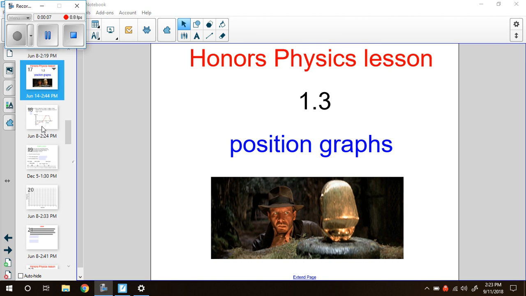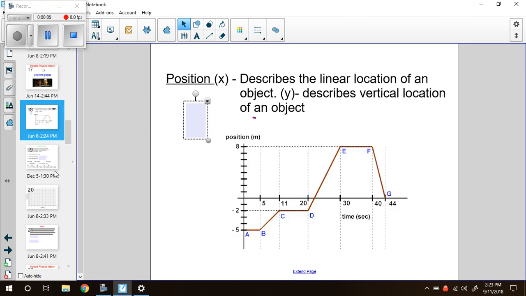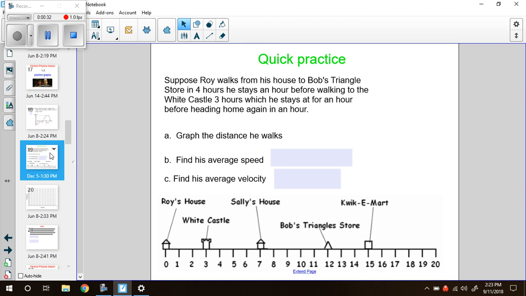All right, so position. This is going to describe our linear location of an object. We usually give that the variable x, and y is going to describe our vertical location. So on a graph, you can have x or you can have y. Sometimes you can even have both. I am going to go on the assumption that you've had some experience graphing before with the independent and dependent variable. So let's go ahead and give that a try.